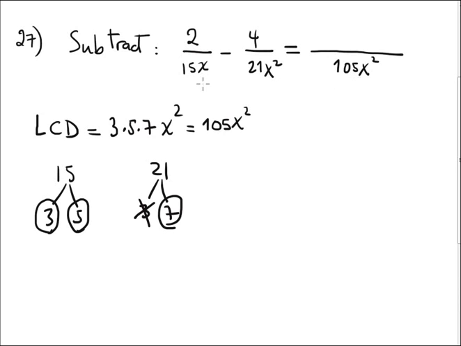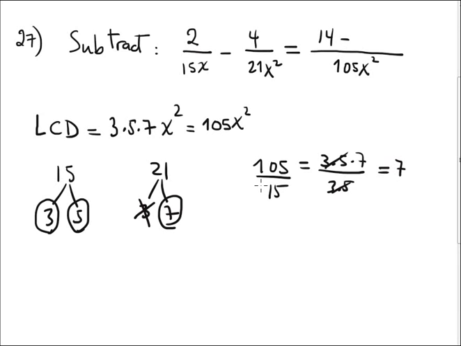And you divide this and this, and you divide 105. Okay, 105 is 3, 5, and 7, divided by 15. Okay, 3 and 5. The answer is 7. And 7 times 2 is 14 minus 14x.